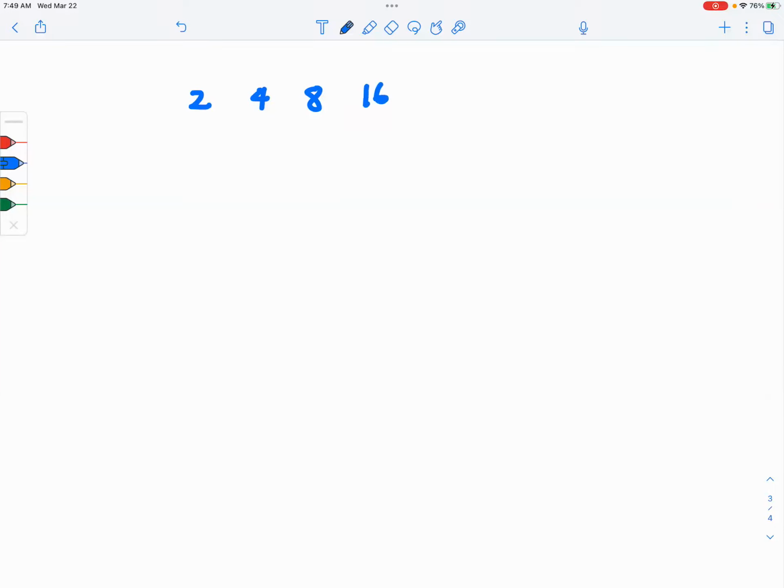16. The next number would be? And then the next number would be? And the next number would be? Okay, so I hope you know what these numbers are. These are the powers of 2. Like when you have 2 squared, you have 4, 2 cubed, 8, 2 to the 4th power is 16, 2 to the 5th power is 32, 2 to the 6th power is 64, 2 to the 7th power is 128.